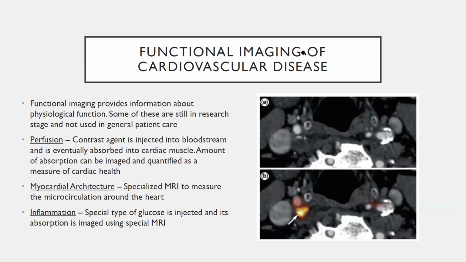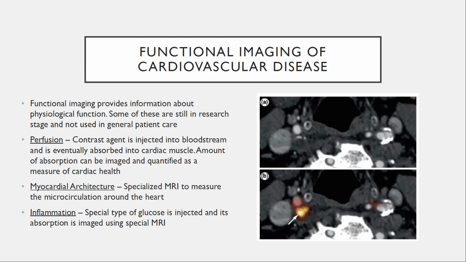And so probably the most common of these functional imaging is called perfusion, okay? And so the way perfusion works is that you inject a contrast agent into a person's bloodstream, and then you image not the blood vessels, but where the blood is going to, right? And so you can image a muscle and you can see how well that contrast actually perfuses into that muscle, right? Because if you can image how well that contrast agent perfuses in, that tells you how well that muscle is at taking in blood, okay?